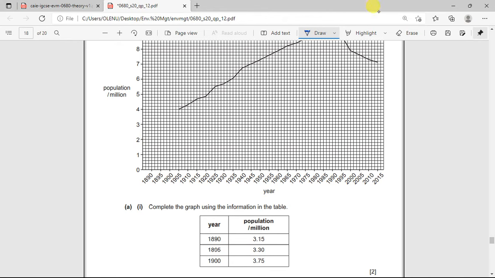So first, within 1890 it was 3.15. So 1890, this is 3. If that is 4, so 3.15. So each will represent 0.2. So 3, 3.2, 3.4, 3.6, 3.8 before 4. So if we're looking at 3.15, it will be somewhere in the middle here.